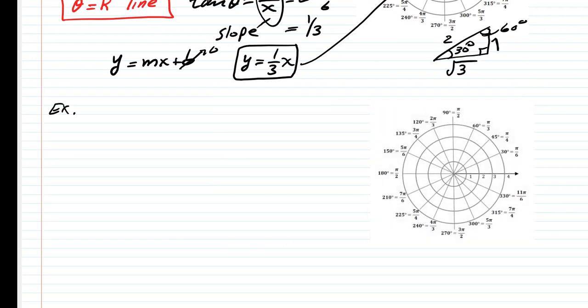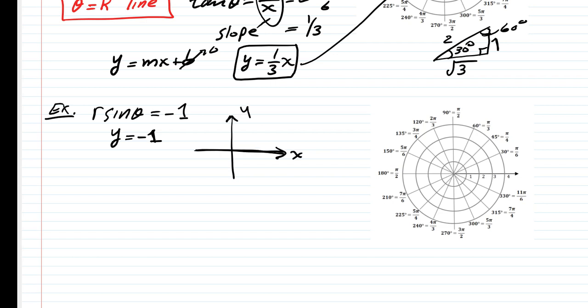In this next example, let's say I have r sine theta equals -1, and I want to graph this one. Well, I can quickly graph this one, and I'm not going to use my grid because this is so simple. Remember, r sine theta is simply y, right? So I can graph this in the Cartesian coordinate system, which is superimposed on top of a polar coordinate system. So here's my xy coordinate system, and let's say this is my polar axis, overlaid on top of the x-axis. And y equals -1 is going to be a horizontal line at -1. And there it is. There's y equals -1.